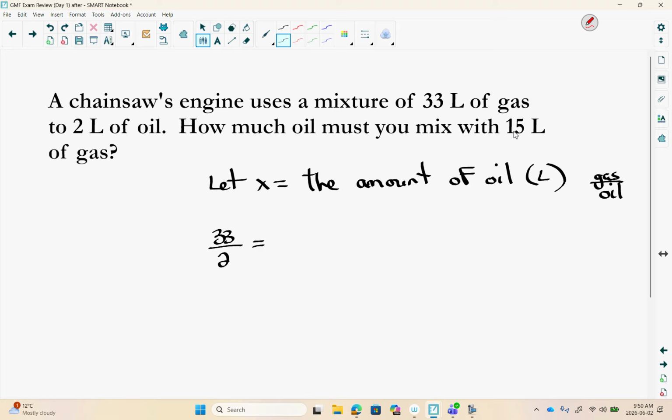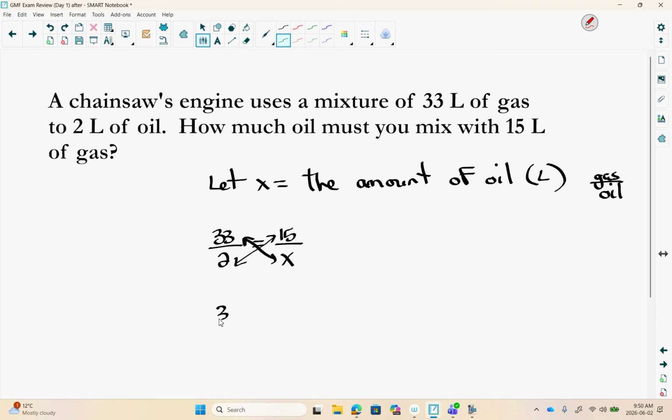Where? It's 15 liters of gas. Where does the gas go? On the top. What do I put on the bottom? X, because I'm trying to solve for the amount of oil I would need. And once again, we can cross multiply.